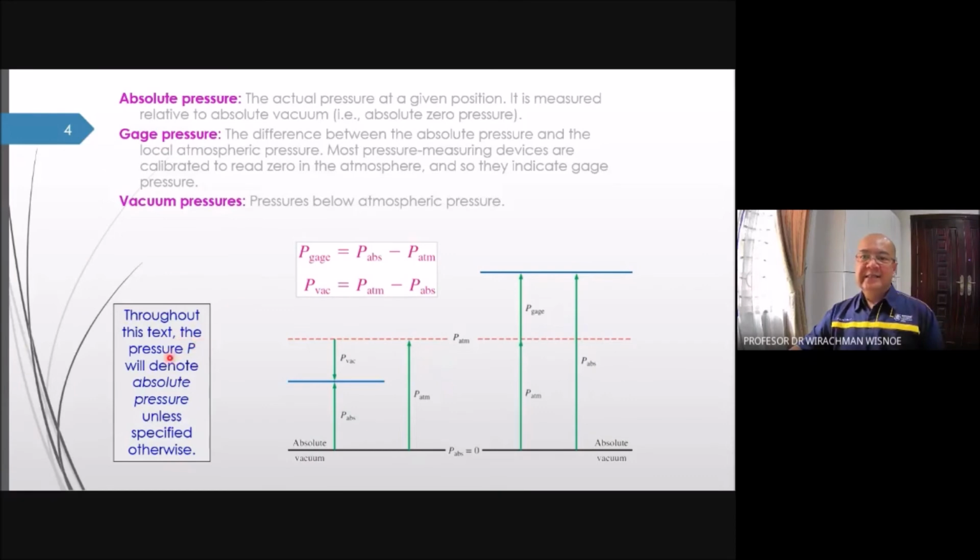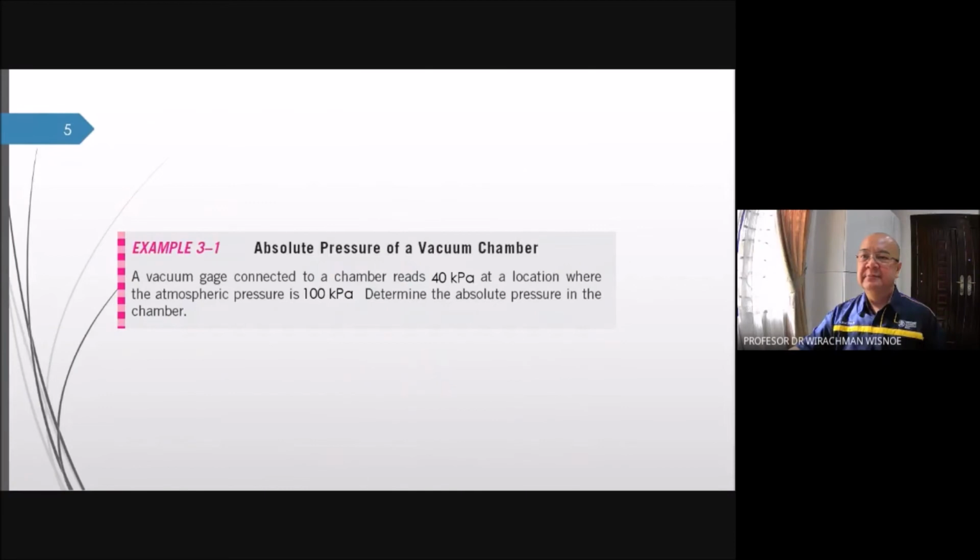Throughout this text, the pressure P will denote absolute pressure unless specified otherwise. So from now on, when you see the letter P, that is absolute. If you want to say gauge, you are going to write P gauge.